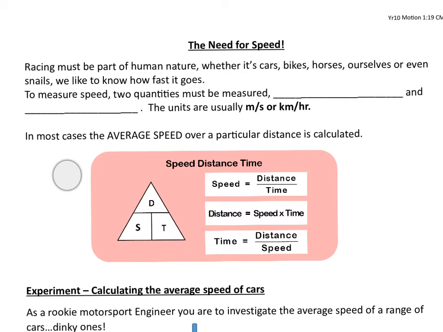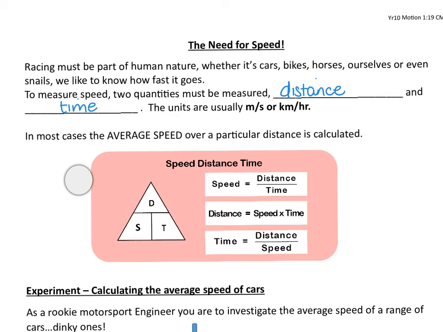So first off, when we look at speed measurements, there's two things we need to know. We need to know the distance the object has travelled through, and we need to know the time it took to do that. And from that, we'll create this equation where speed is distance over time, which I think you're probably familiar with. You may not be familiar with the rearrangements, so we can rearrange it to make what we call distance the subject or time the subject.